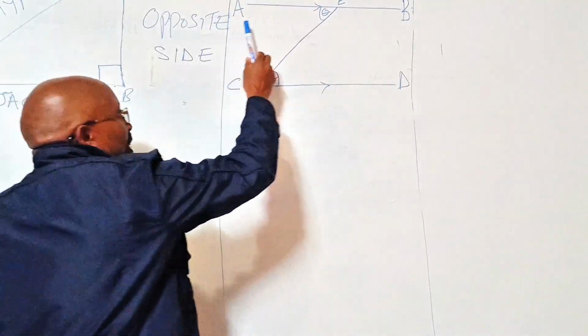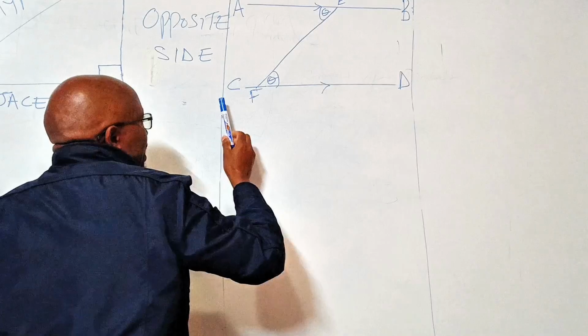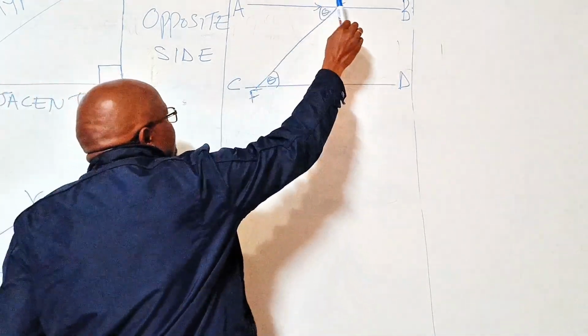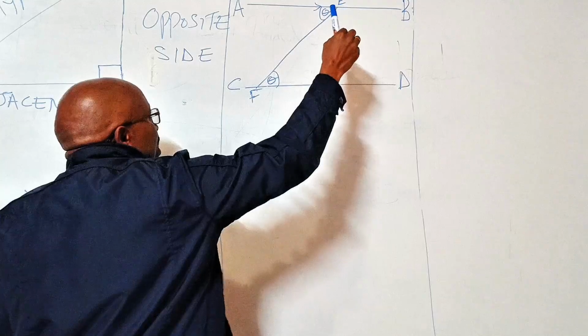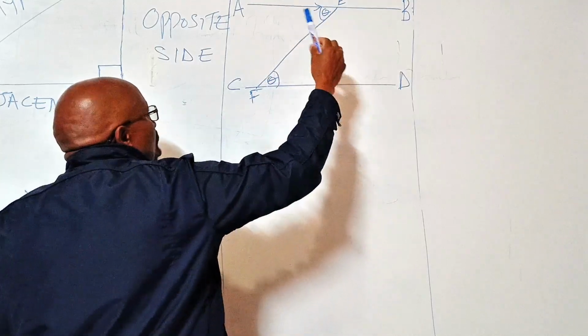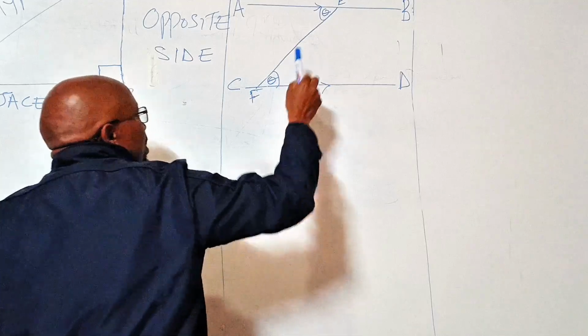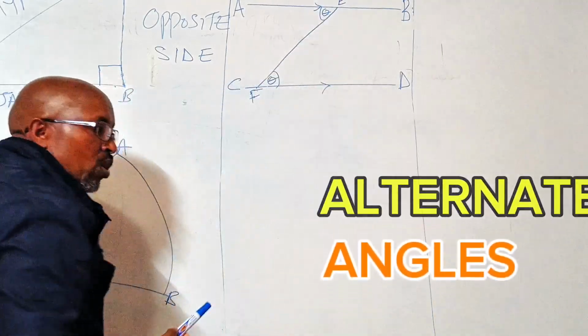When you have two parallel lines, AB and CD, when you draw a transversal EF connecting the two lines, the angle theta is always equal to this other angle theta. We call them alternate angles.